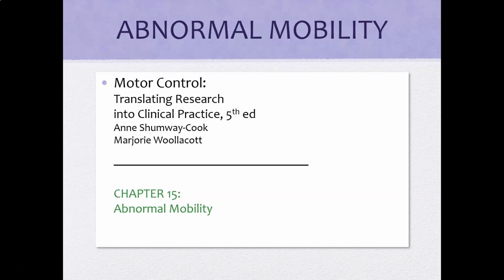Okay, class. Last week we looked at normal gait patterns. We talked about cadence, stride length, step length, and now we're going to look at abnormal mobility. So looking at those gait patterns that are just not quite there, right? And you're thinking, okay, well, what is the problem?